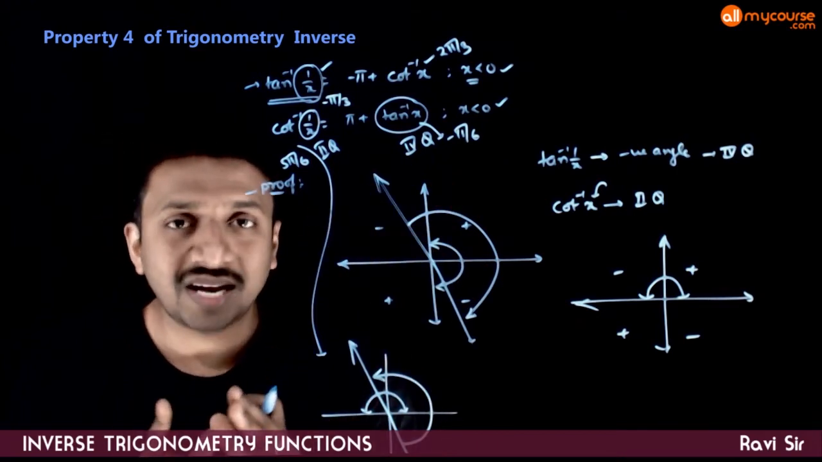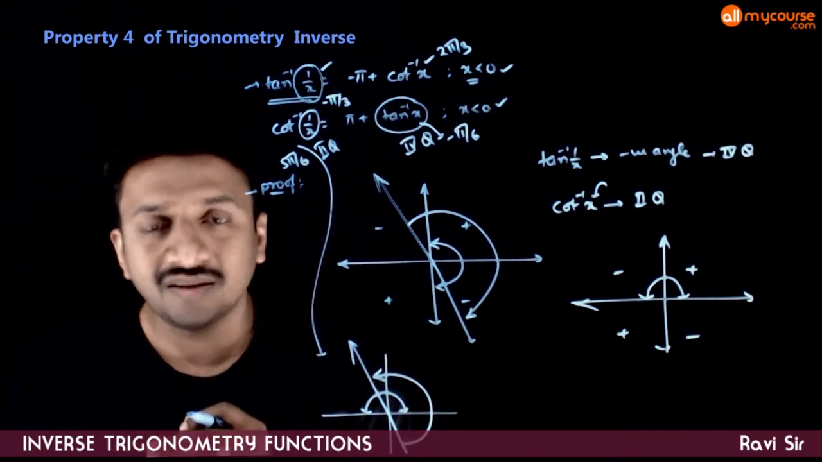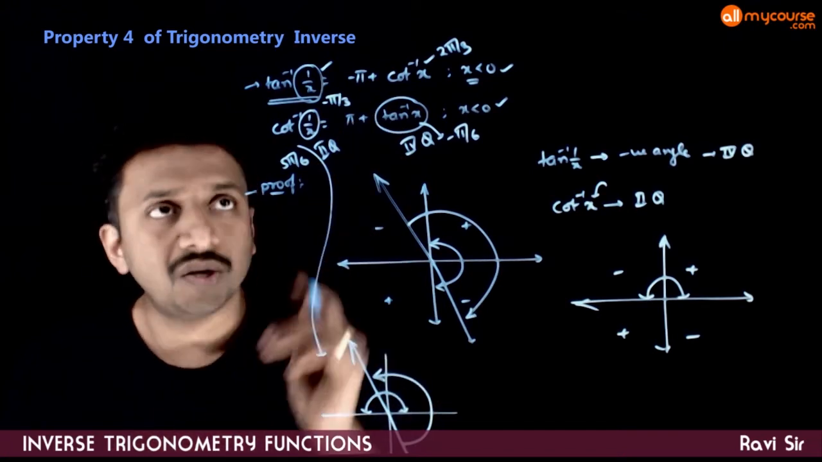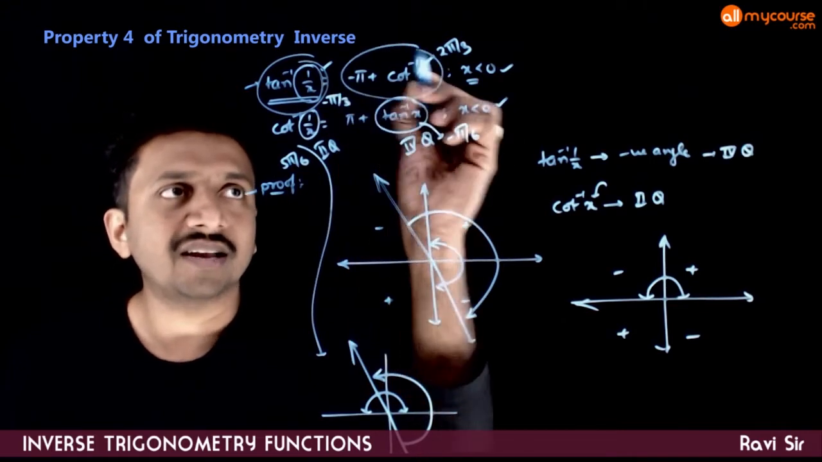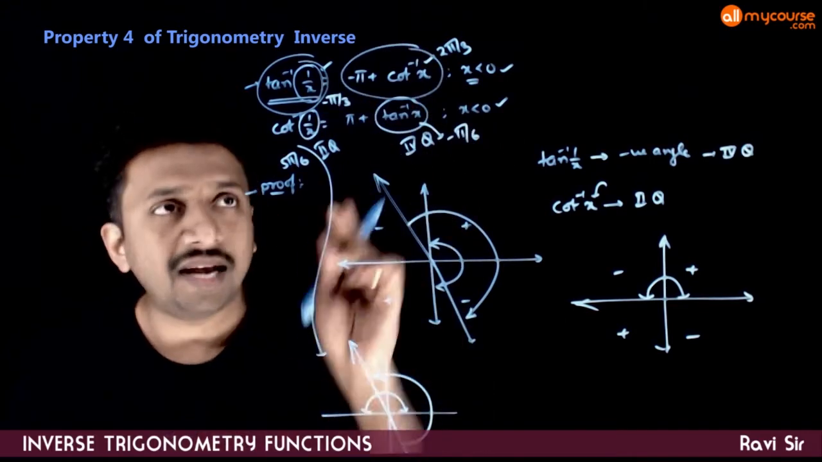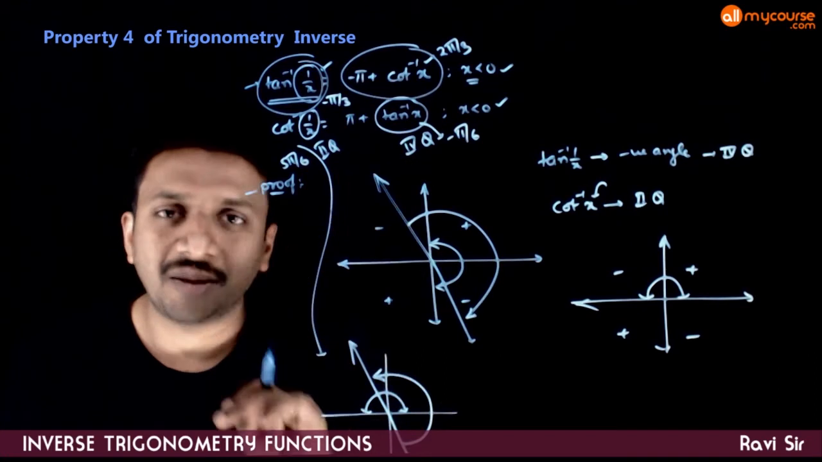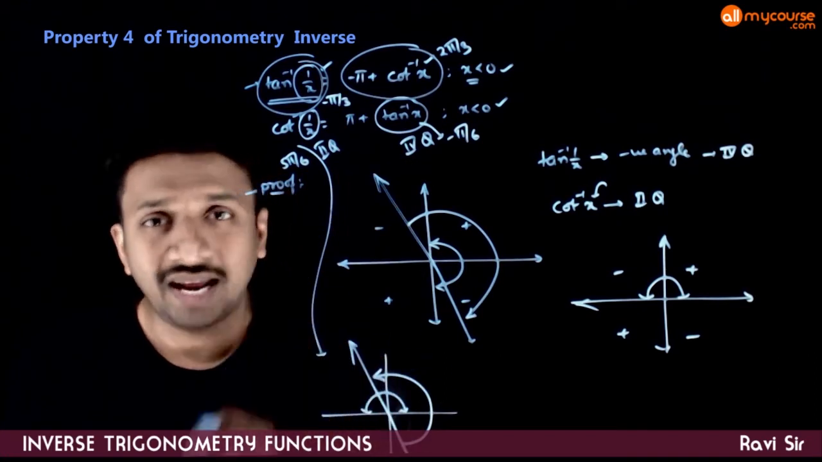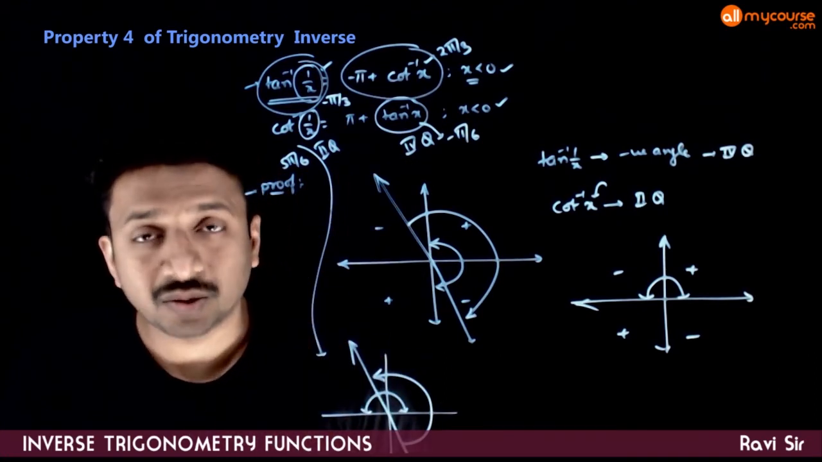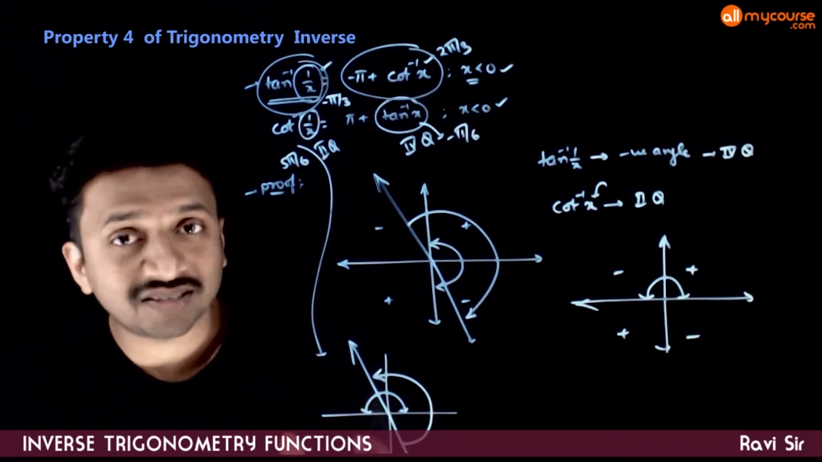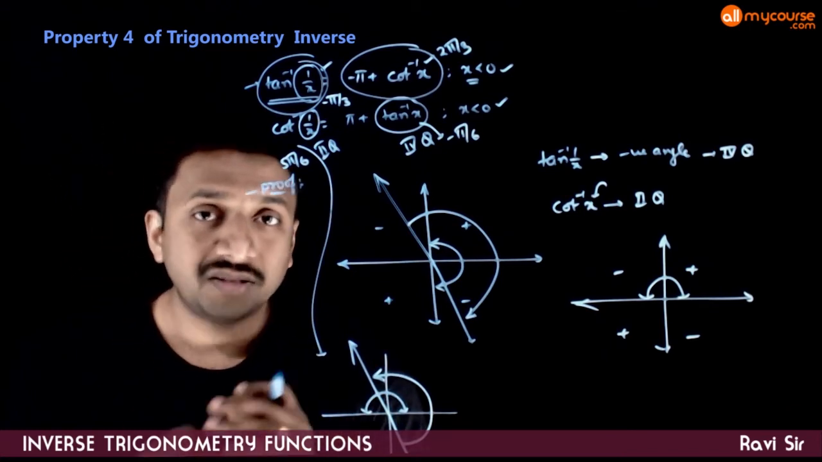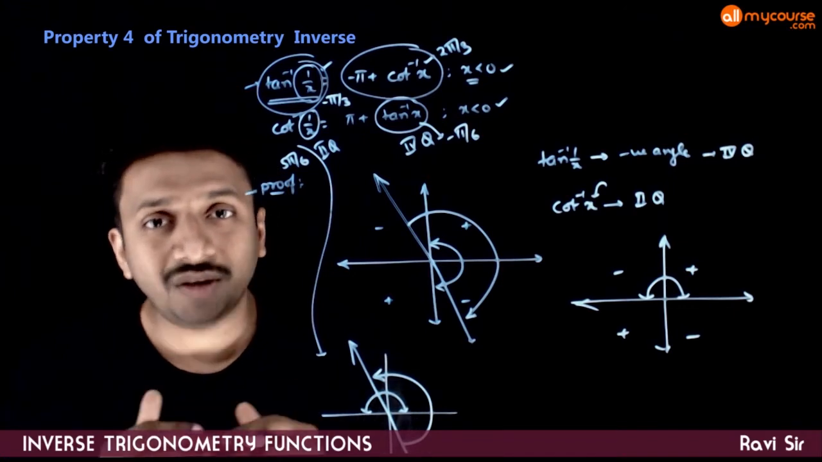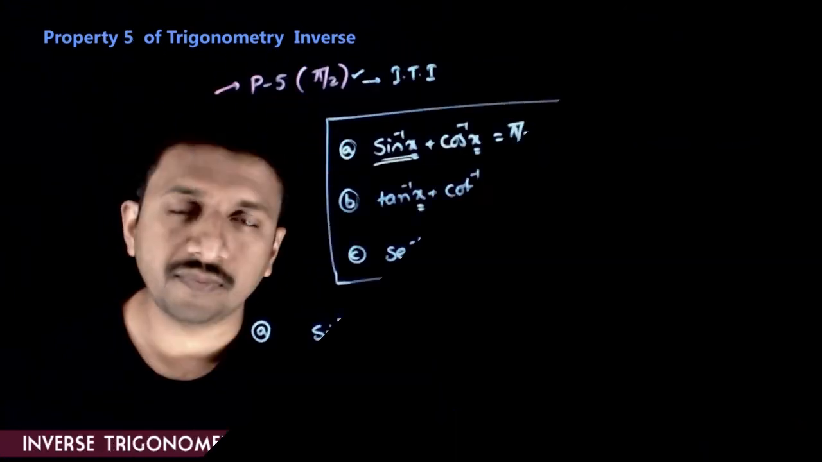So I hope you understand what we are dealing with in these formulas. You just need to make sure that the LHS and RHS are equal. And you can add a pi or subtract a pi because we are dealing with allied angles. So what are allied angles? We have discussed that in the chapter of trigonometry. So now we'll go forward to the further properties.